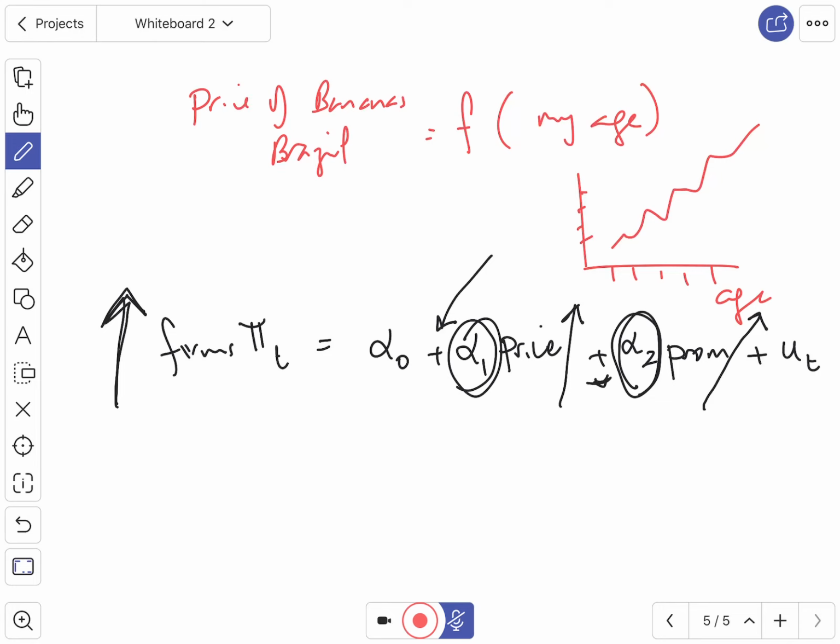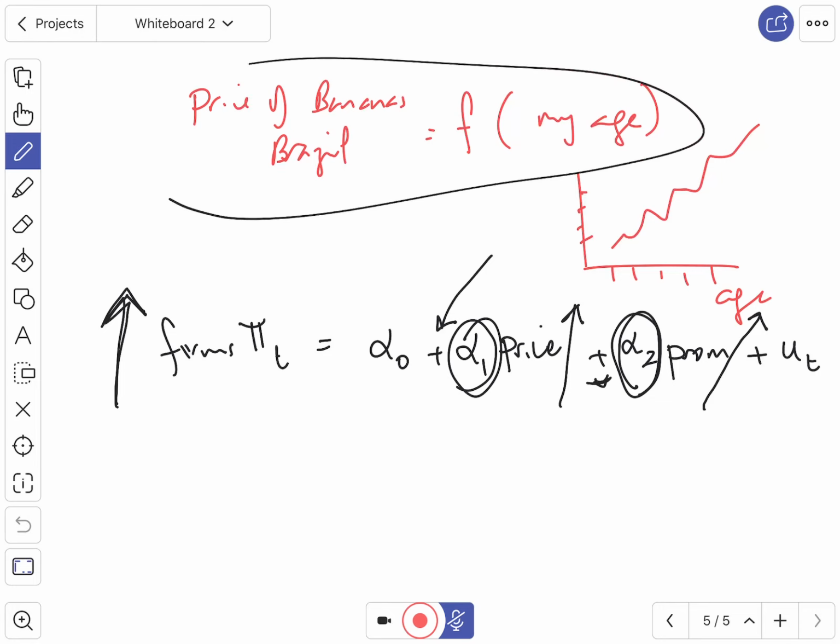Okay, why are we doing that? Because we want to avoid any nonsense models. We have to be based on economic theory. Whatever we're doing in econometrics is just a mathematical way to quantify how a change in one variable is affecting another variable.